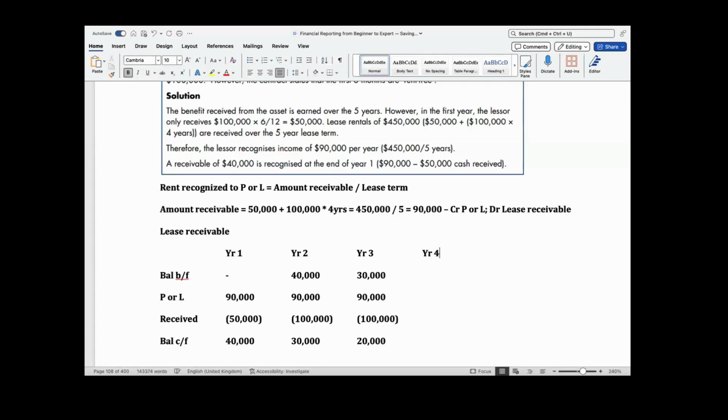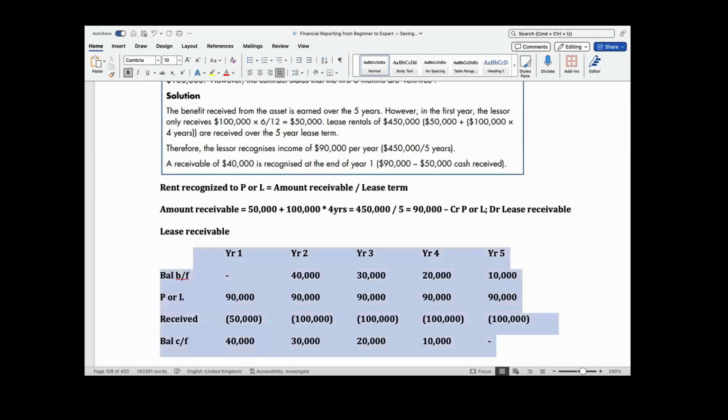In year four, you bring forward 20. You recognize 90. Cash off 100. 20 plus 90 minus 100, you have a balance of 10. In year five, you have 10,000. You recognize 90. You receive 100. You have a balance of zero. So ultimately, over the years, it's going to balance out.